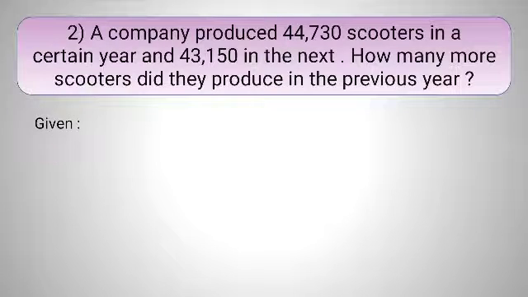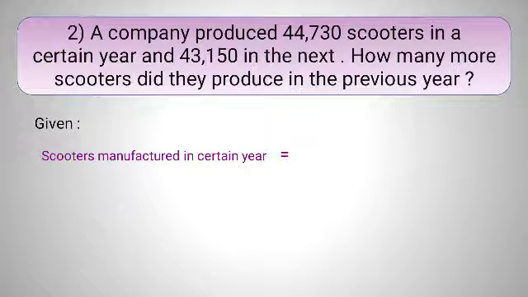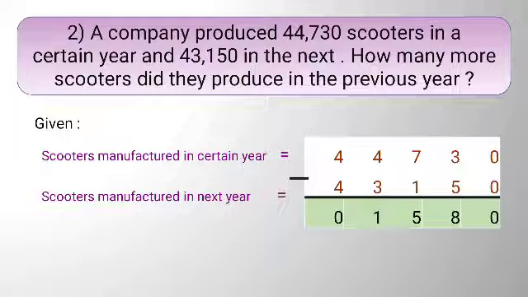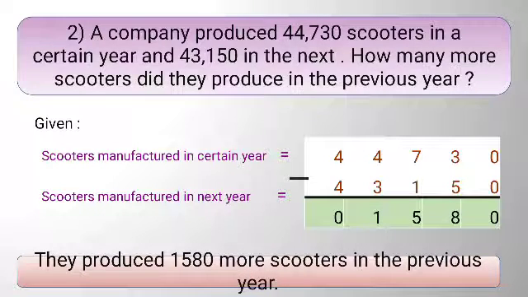So again, what is given that you have to write? The first given is scooters manufactured in the certain year, that you are going to write. Then next step you are going to write about the scooters manufactured in the next year, that you have to write. Now my first part is over. Now I'm going to do subtraction. Here my second part with final answer.